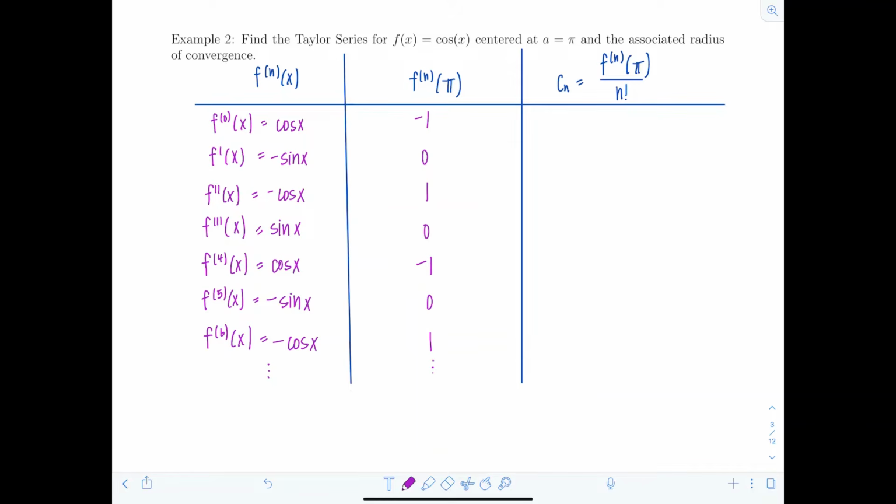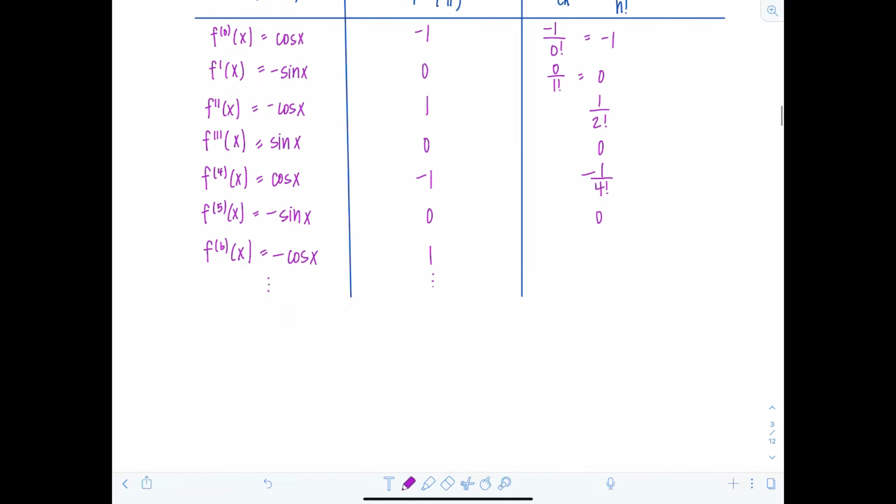Now what if I divide these by n factorial? So I'm going to have negative 1 over 0 factorial, which is 1. So this would be negative 1. 0 divided by any non-zero number is 0. Then I'm going to have 1 over 2 factorial, 0. Negative 1 over 4 factorial, 0. Positive 1 over 6 factorial, and then we'd get a 0. Okay, so it looks like we're losing quite a few terms here. That's why I took so many derivatives. So let's start listing them out.